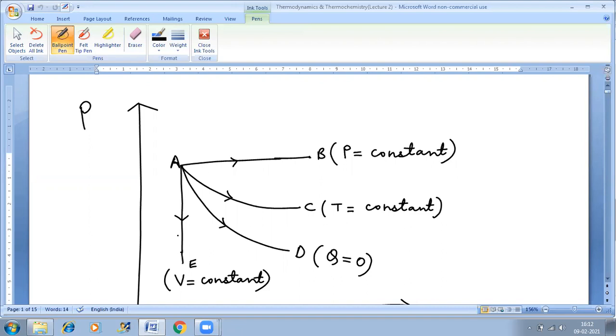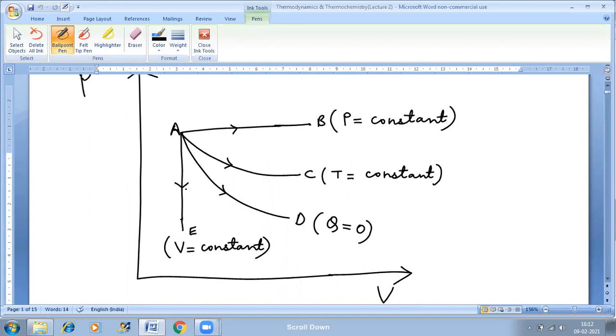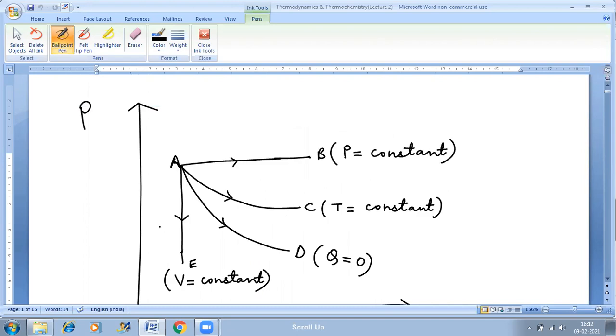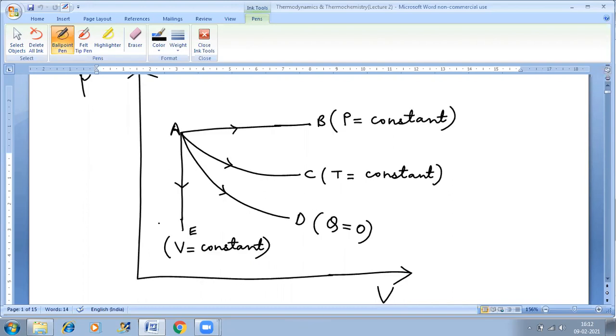If you look at AE, from A to E if I go, then the line is parallel to the y-axis. So AE, if you look at, I can say that the volume is constant because volume is the x coordinate. So the AE is parallel to y-axis. So along AE, volume is constant.